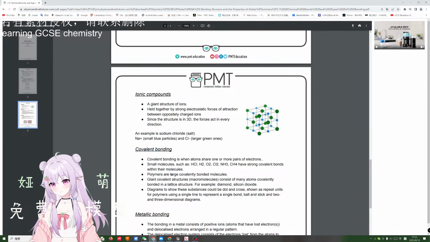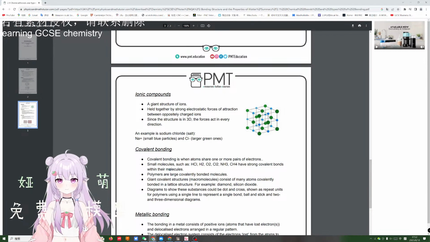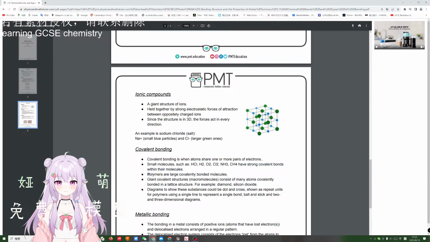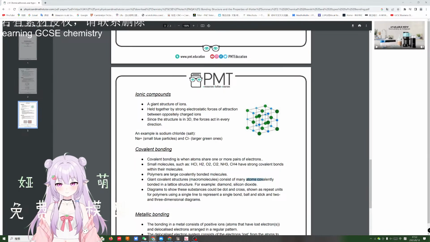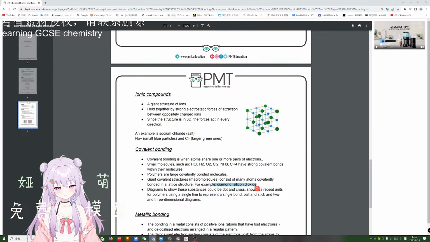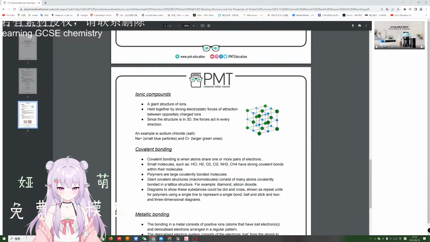Covalent bonding: share electrons. Small molecules have strong covalent bonds within the molecules. Polymers are large covalently bonded molecules. Giant covalent structures are many atoms covalently bonded in a lattice structure, diamond and silicon dioxide for example.